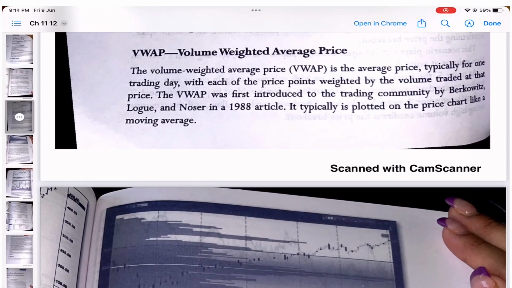Let's see what is the meaning of the VWAP indicator. So the volume weighted average price is the average price, typically for one trading day, with each of the price points weighted by volume traded at that price. So it is the average price. So average price divided by the volume, that is going to give you a VWAP line. It is typically plotted on the price chart just the way a moving average is plotted. So the same way how a moving average is plotted, the same way even the VWAP is also plotted. So how do you basically calculate a VWAP? You calculate a VWAP by dividing the price with the volume. Very easy, simple to understand.